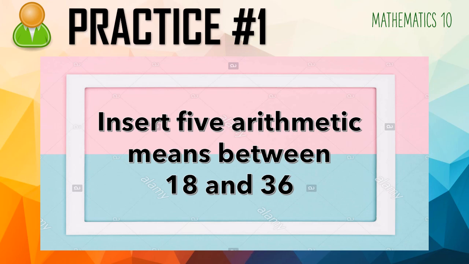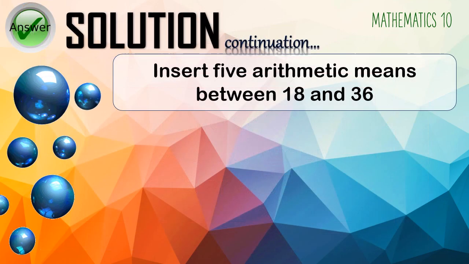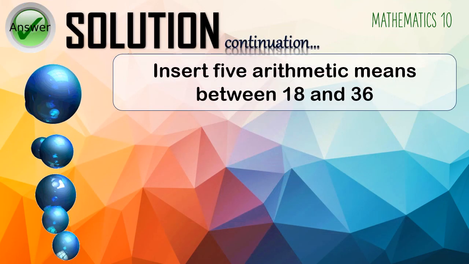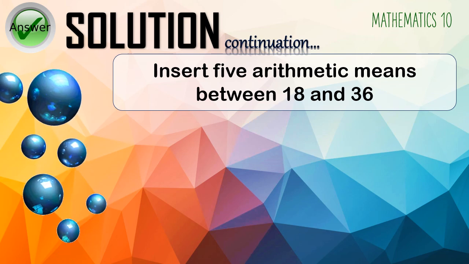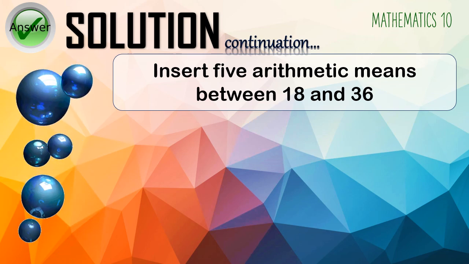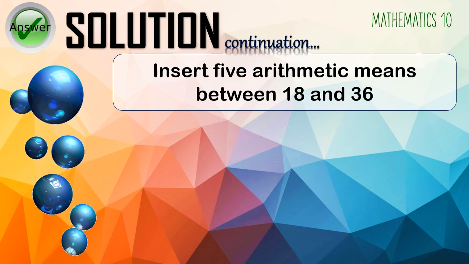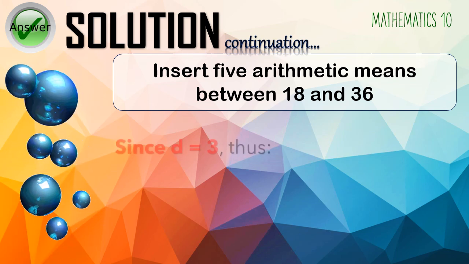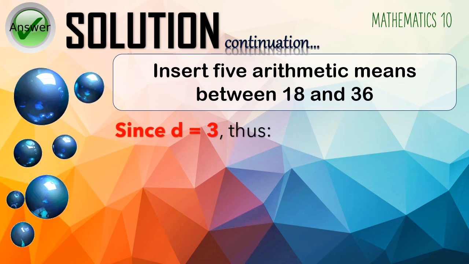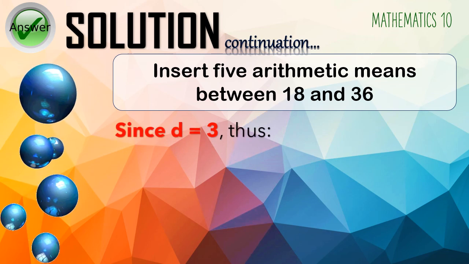In this problem, I would like you to solve on your own. You may pause the video for a while, and when you are ready to check your answer, you may resume watching the video. Same process. Here you need to insert 5 arithmetic means between 18 and 36. Again, our first goal is to find the value of the common difference. Here, the common difference d is equal to 3.